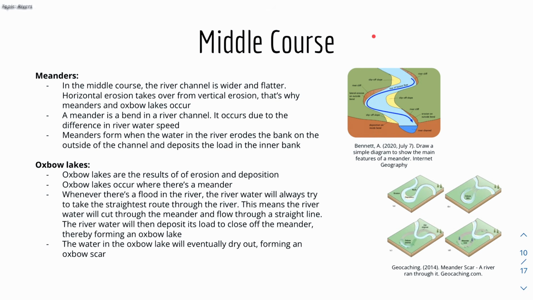Then we have the middle course, where we can find meanders and oxbow lakes. In the middle course, the river channel is quite wide, much wider and flatter than the upper course, and horizontal erosion takes over instead of vertical erosion. This is a meander, which is a bend in the river channel, and it occurs due to the difference in river water and river speed. Meanders form when the water in the river erodes the bank on the outside of the river channel and deposits a load on the other bank.